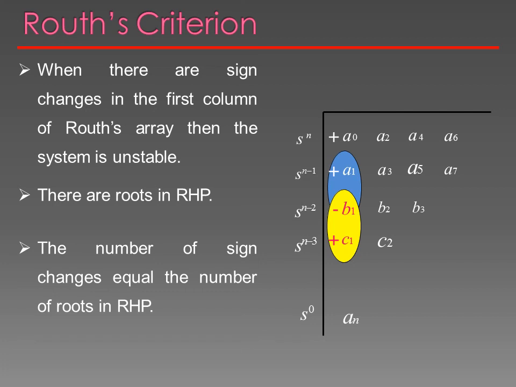When there are sign changes in the first column of the Routh array, the system is unstable and its roots are in the right half of the S-plane, and the number of sign changes equals the number of roots in the right half plane. This we will see in the numericals in the next video, but see, in this Routh array there are two sign changes. From a1 to minus b1 the sign is changed: going from the second row to the third row, the sign changes from plus to minus. So this is the first sign change. Again going towards the third row, the sign changes from minus to plus. So there is a second sign change. Totally there are two sign changes, and therefore there will be two roots in the right half of the S-plane.